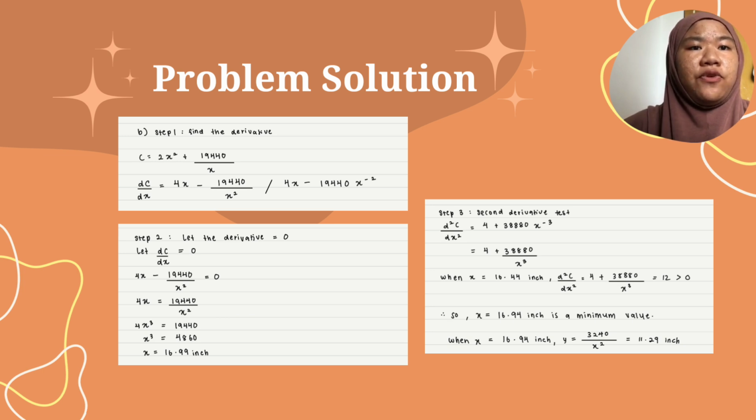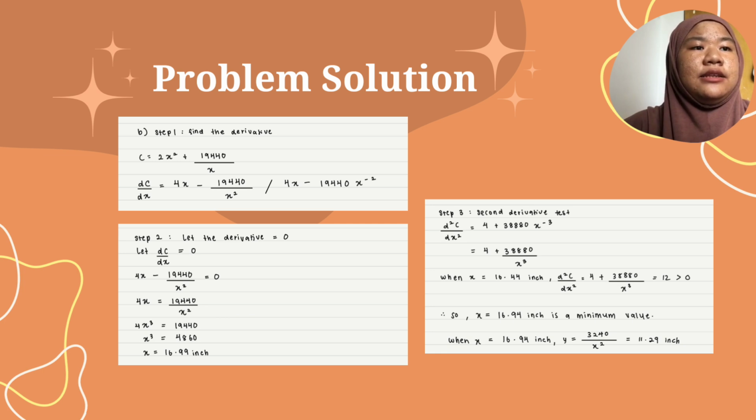19,440. After that, we want x as the subject, so we move 4 to the other side, it becomes division, so x cubed equals 4,860. And then we want the x value, so the cube moves to the other side as a cube root, so x equals 16.94 inches.